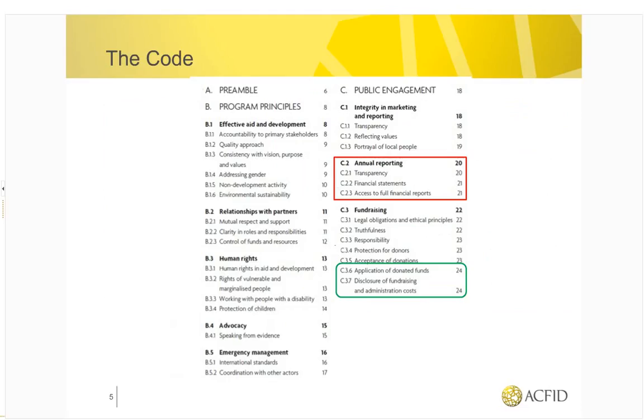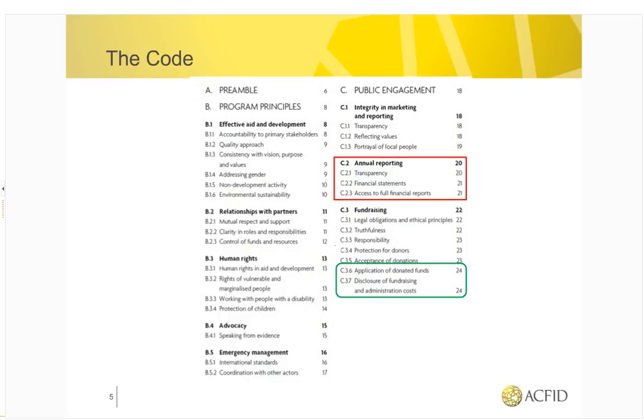I'll start off with the code and point out the main areas you'd need to deal with when doing annual reporting and looking at your financial statements. On this slide, we see C2, which is annual reporting. You'll be able to find that in the toolkit, which provides more detailed guidance. It's probably the first port of call for anything you want to know about preparing annual reports and the financial statements.